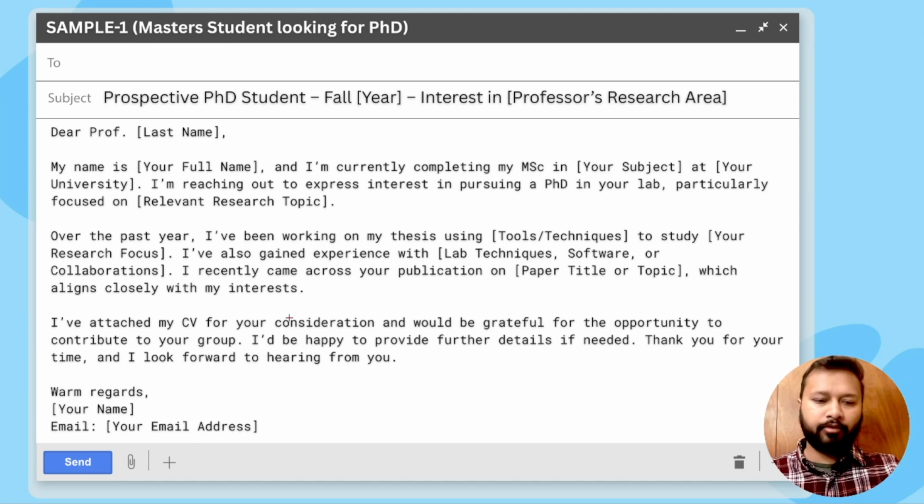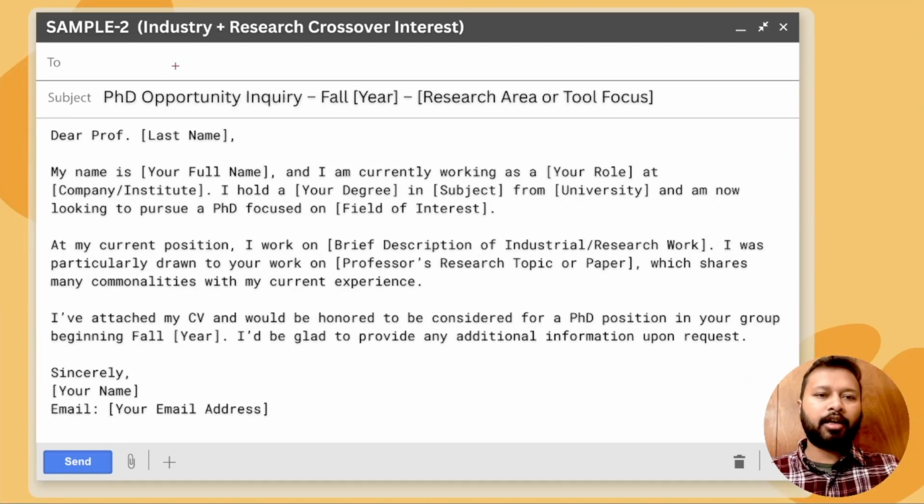I have one more sample over here, which is for an industry plus PhD research crossover. So let's say you come from some research or industry background also. Here you can have the subject, PhD opportunity inquiry, fall, whatever the session is, and then the research area or whatever focused area you have. Dear professor, we will start in the same way. My name is your full name, and I am currently working as whatever role you are doing in whatever company or institute. I hold this degree, whatever degree you already have, in which subject and from which university, and I am now looking to pursue a PhD focused on this particular field.